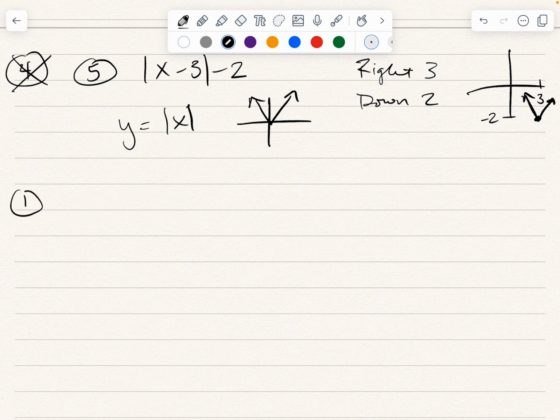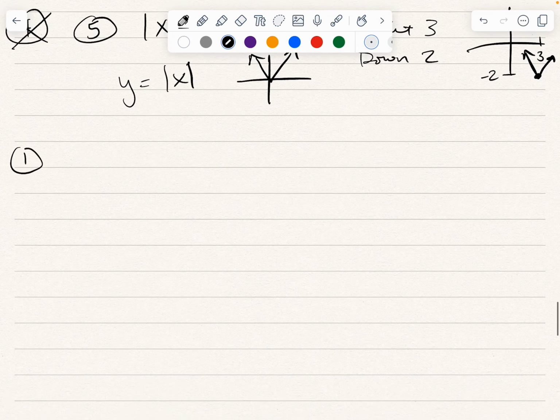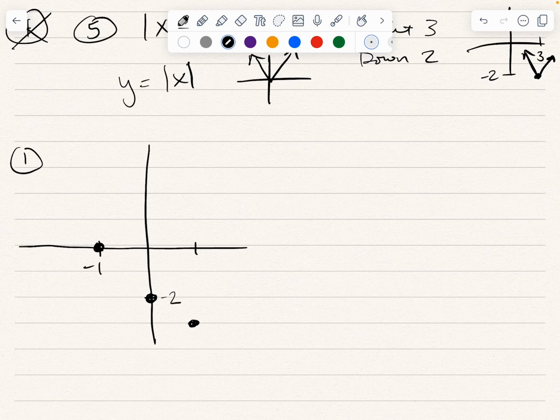All right, number 1 with the key features. So our graph looks something like this here. It goes through negative 2, which is the y-intercept. And our x-intercepts hit at negative 1 and positive 2 here. So our graph looks something like that. Drawn much better on your paper than on mine.